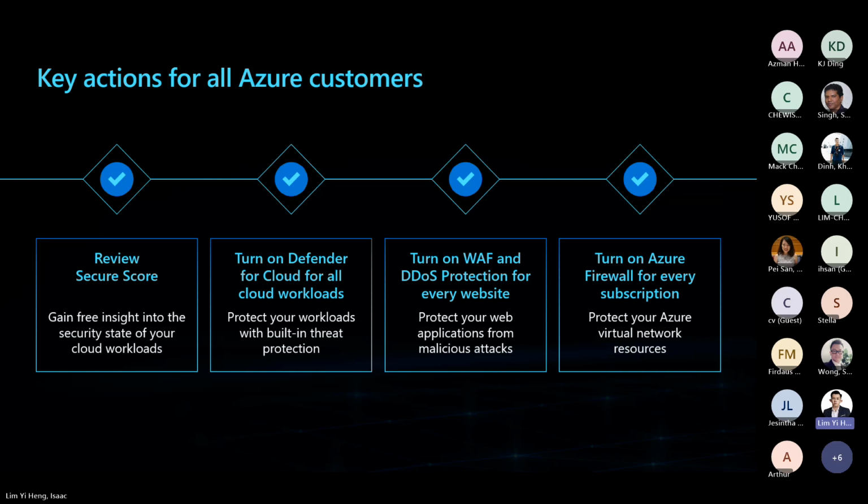The third key action is to turn on the web application firewall and DDoS protection for every website. This is to ensure that the web applications are protected from attacks and also common web vulnerabilities. Lastly, turn on the Azure Firewall for all the subscriptions in the Azure portal to protect the Azure virtual network.